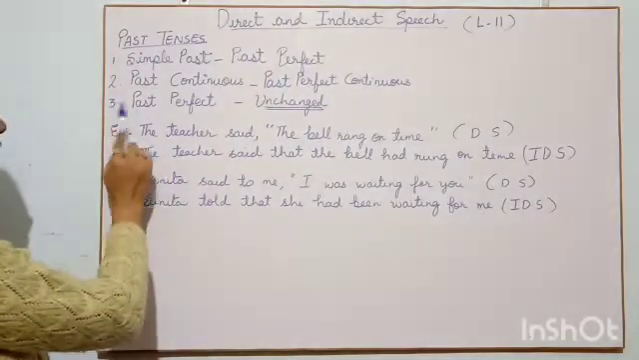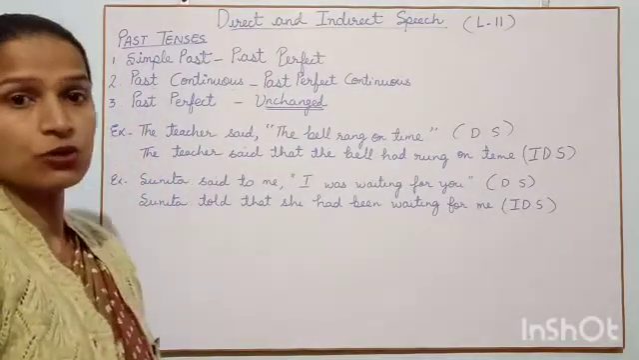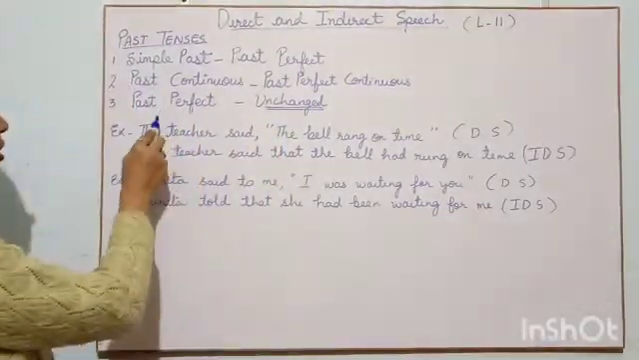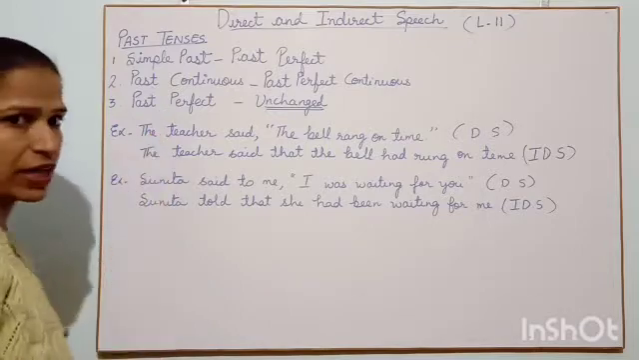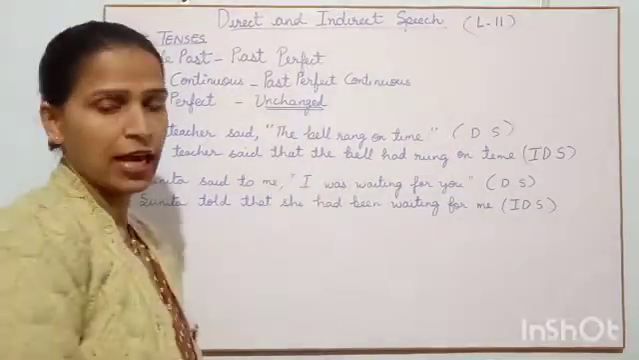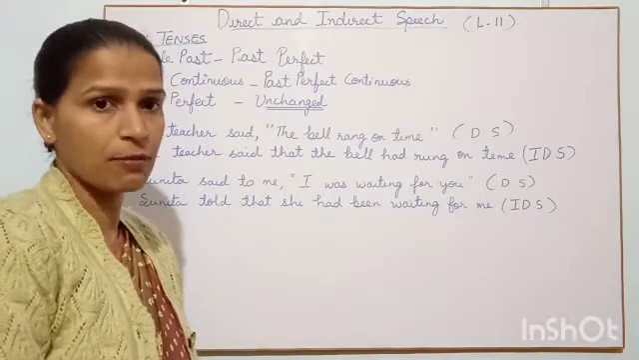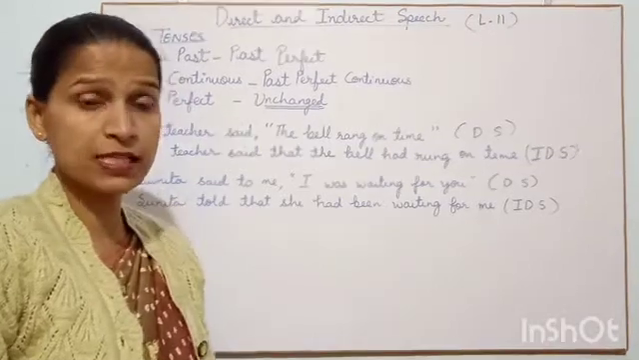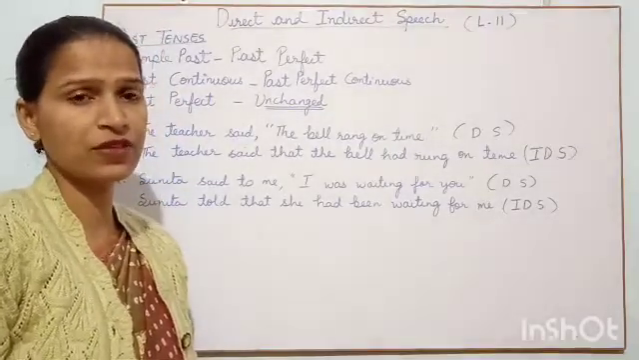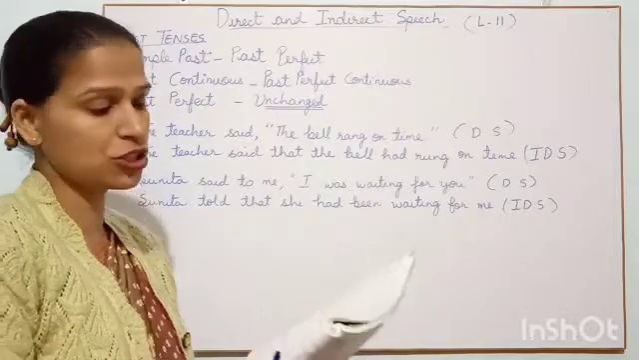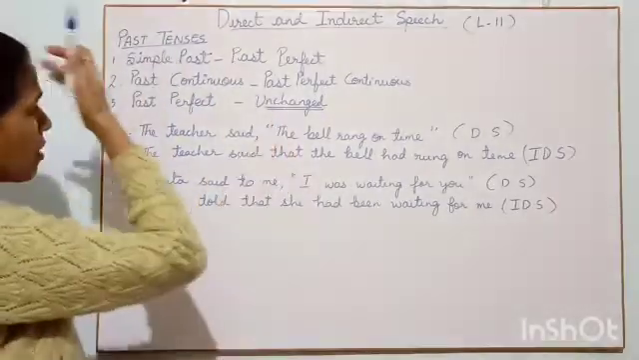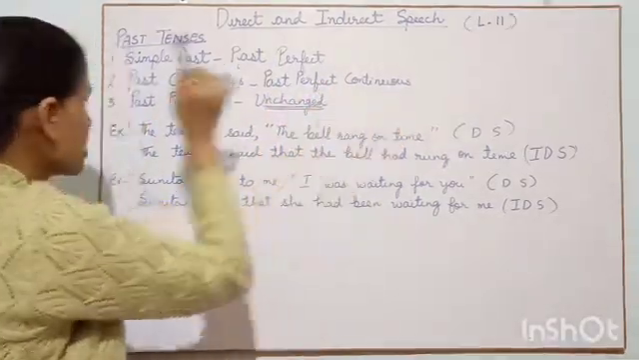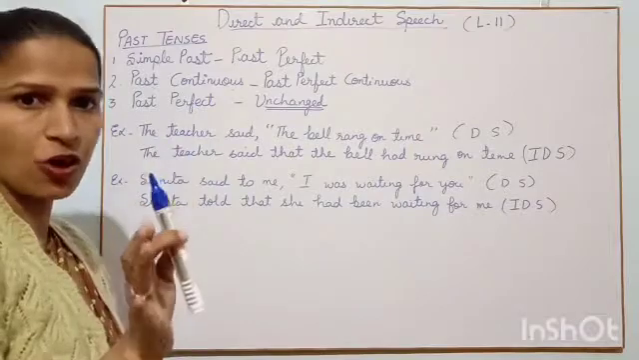Then thirdly, we have past perfect. Now children, you would have seen that I have written unchanged. If your statement in direct speech is in past perfect tense, then there won't be any change in the statement. We will write the matter as it is. Matter means the reported speech. In that we are going to have the same words without changing anything. So these are the three things: simple past into past perfect, past continuous into past perfect continuous, and past perfect will not change at all.